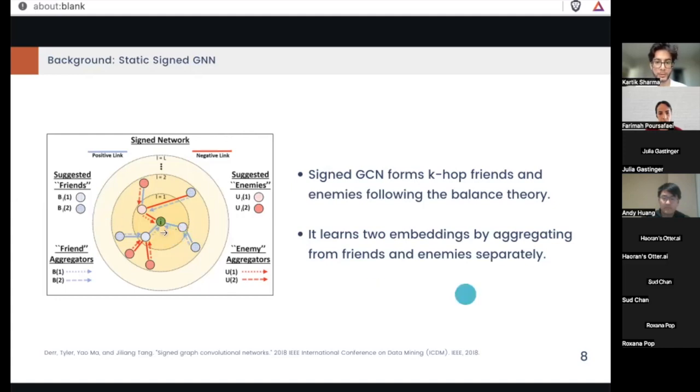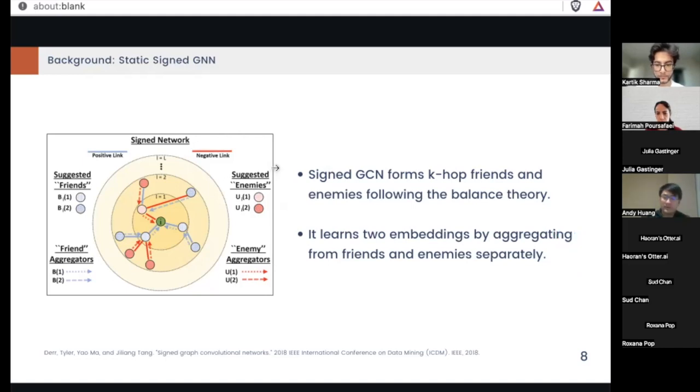So it forms these friends and enemies, or what it calls suggested friends and suggested enemies. And then it learns two embeddings by aggregating from friends and enemies separately. All the friends in k-hop neighbors would be aggregated once, and then all the enemies in the k-hop neighbors would be aggregated differently. And these would form two different embeddings. Yeah, so this is the basic idea, and we would also exploit it in some way.